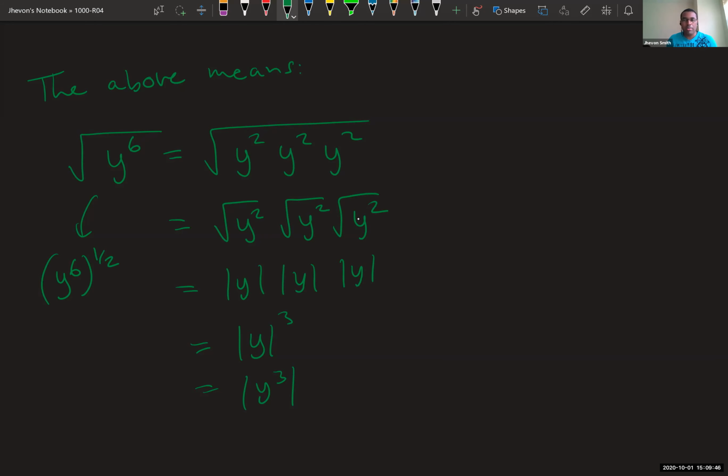Once the power is even, you have to be aware that, oh, now negative values, they're all out. Negative values can't happen anymore because of the even power. I'm raising something to the 6. So negative values are gone, which means this thing is going to behave like an absolute value.